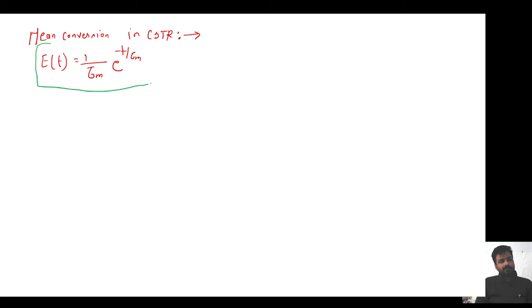When we talk about mean conversion in the CSTR, for the residence time distribution plot, E(t) equals 1 upon tau m times e to the power minus t upon tau m. You all know these things. It's as simple as that. This is the residence time distribution curve for a continuous stirred tank, and I'm talking about a first order reaction.